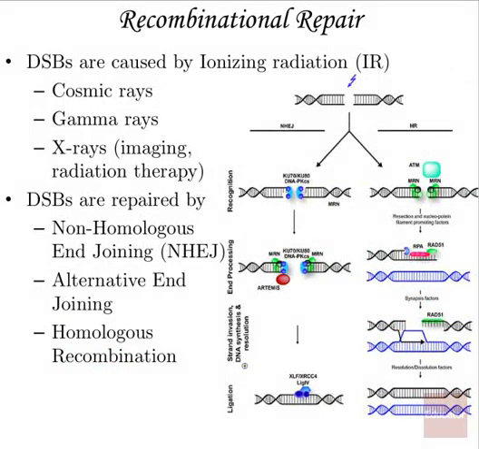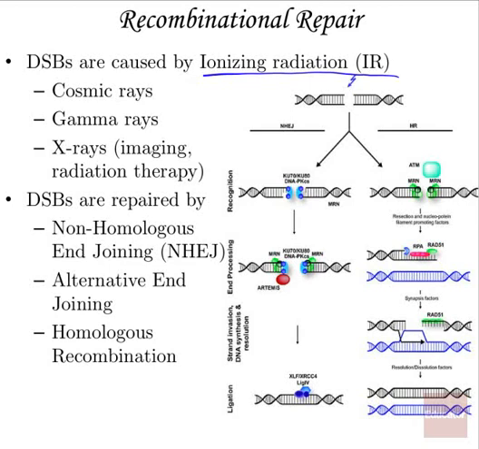All right, so the last type of repair I'm going to talk about is recombinational repair. And this is going to give you guys a nice overview and preview for what we're going to do in the next unit. Recombinational repair repairs our double-strand breaks, and these double-strand breaks are caused by ionizing radiation. If we remember right, ionizing radiation is our cosmic rays, gamma rays, and X-rays. And as I mentioned before, you can get X-rays from imaging, from radiation therapy, from flying, all kinds of ways.